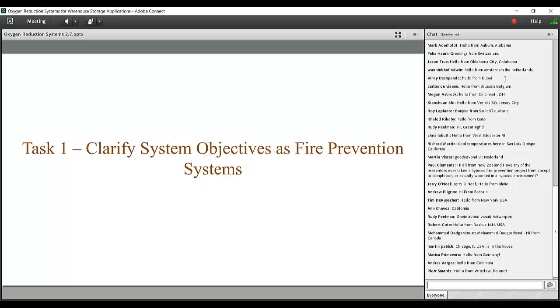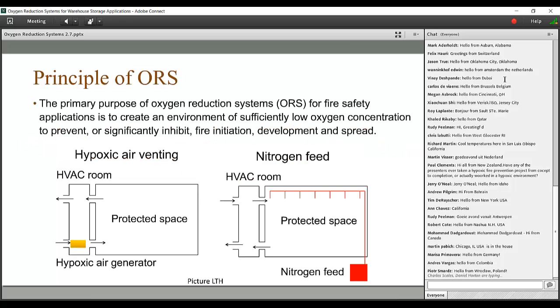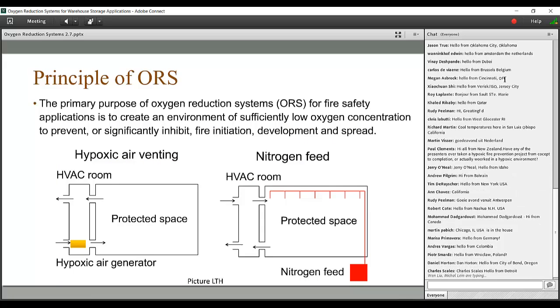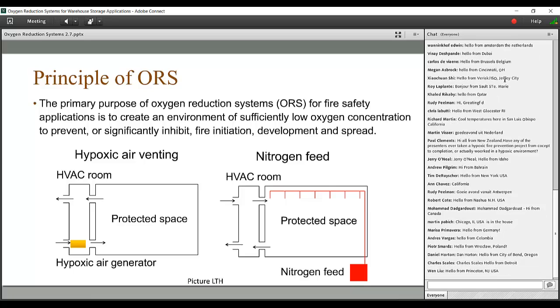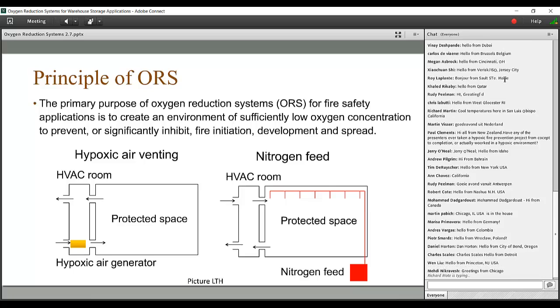And before I go maybe into some of the details, I want to quickly explain the principle of an oxygen reduction system. The primary purpose of such a system, for fire safety application, is of course to create an environment of sufficiently low oxygen concentration to prevent or significantly inhibit fire initiation, development, and spread. And I know that the 2 pictures on this slide give a very short overview of how these systems work.